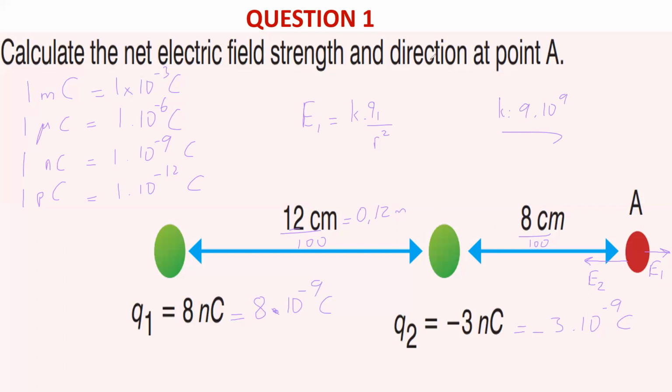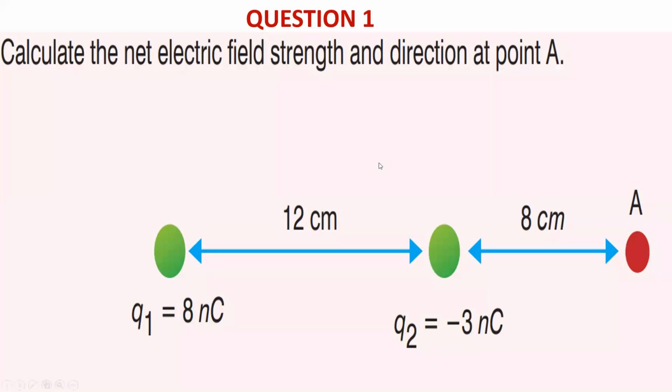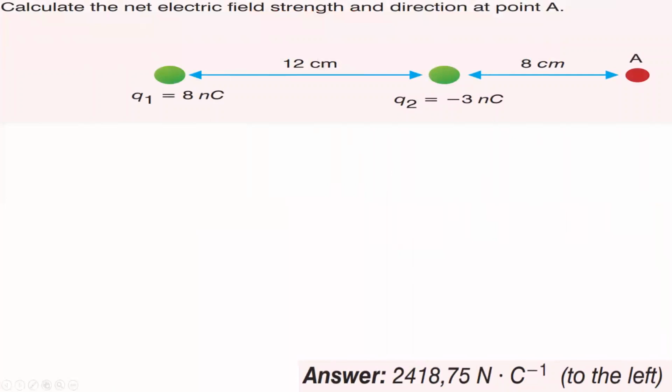I hope you did try. I hope you got the correct answer already. Let's see. This is our answer. You will get this answer when you calculate it. How we are going to get it, let's explain. So, first of all, we are drawing a free body diagram. This is our first step, point A. Q1 makes E1 on A, so to the right. How do we know it is to the right? Because positive always repels. So it repels point A.